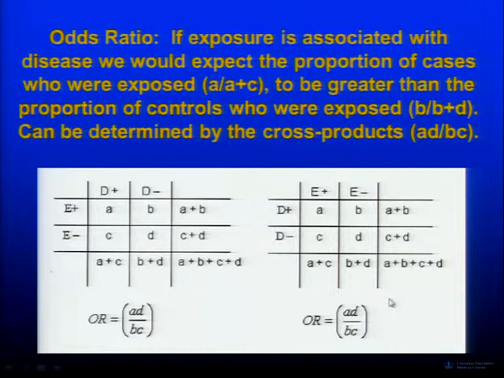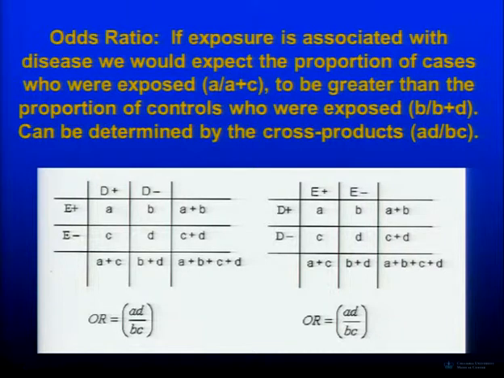So this is, if you have an exposure that's associated with the disease, we expect that the proportion of cases exposed would be greater than the proportion of controls who were exposed. And that we calculate by these cross products here. And note that here we have disease on the top, here we have exposure on the top. Most of that does not matter. What really matters is that you have your two positive things up here, so that the disease positive, exposure positive is here, and then everything else will fall into place.